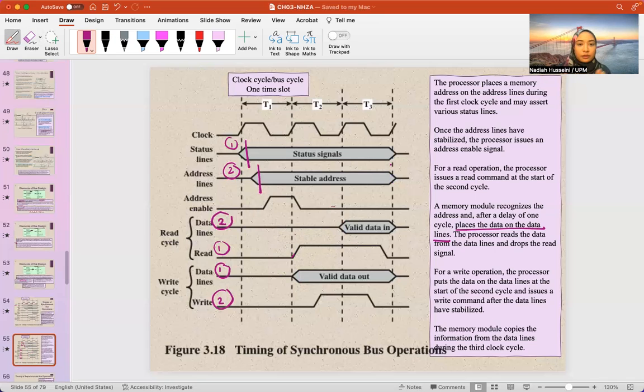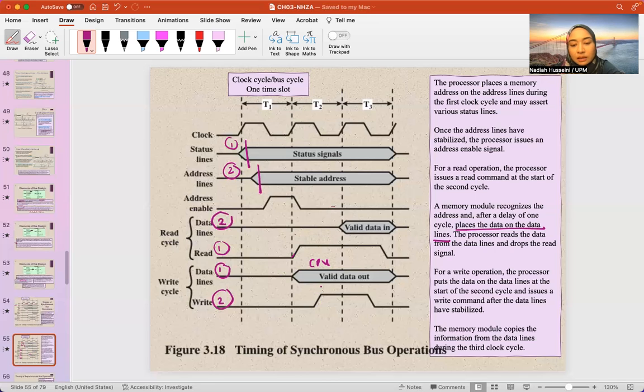Okay, understand. To answer that question, it depends on whether the operation is between two different modules or if it is within the same module. For example, for the write cycle, we see that this is from the processor. Let me write it as CPU because it's shorter. So this CPU already knows it's putting in data in the data line. It already knows.